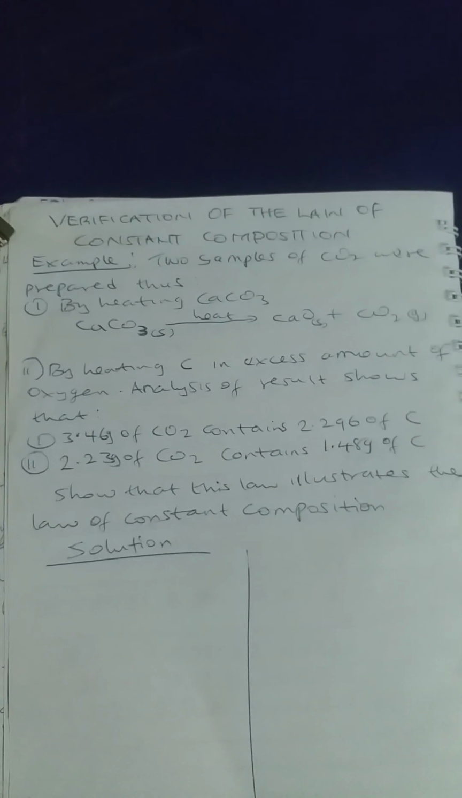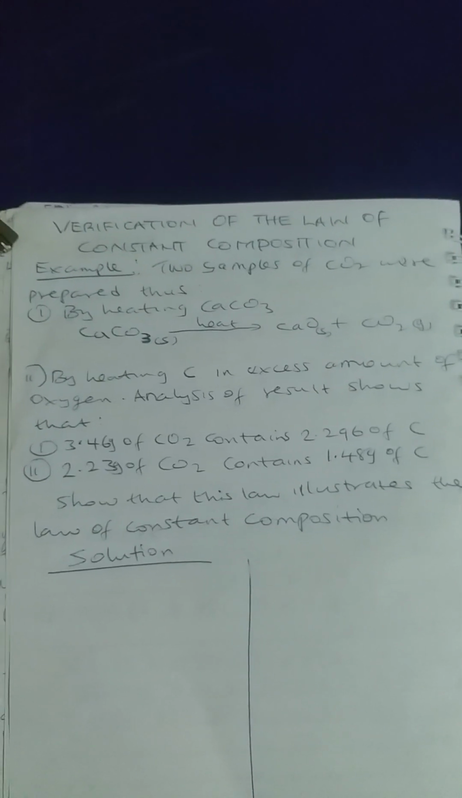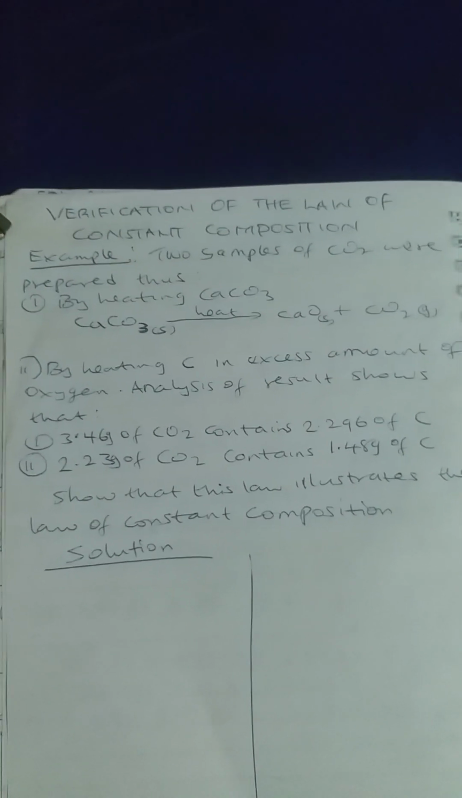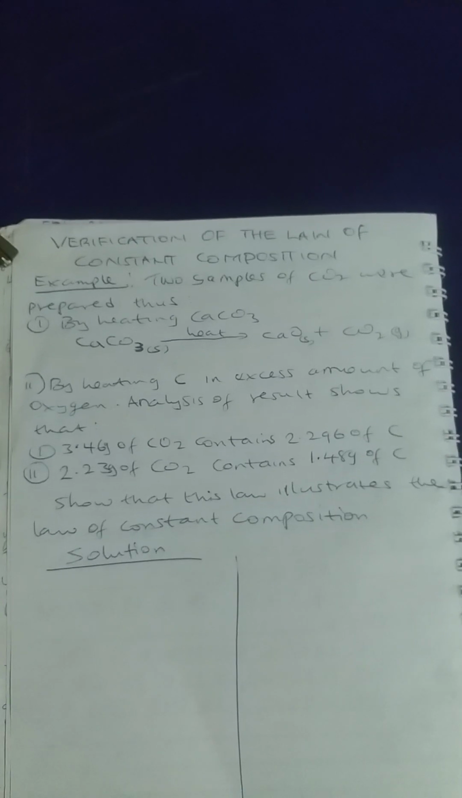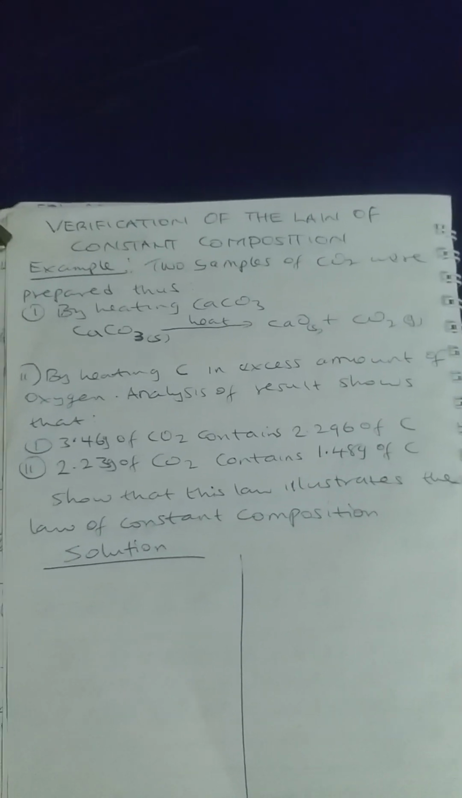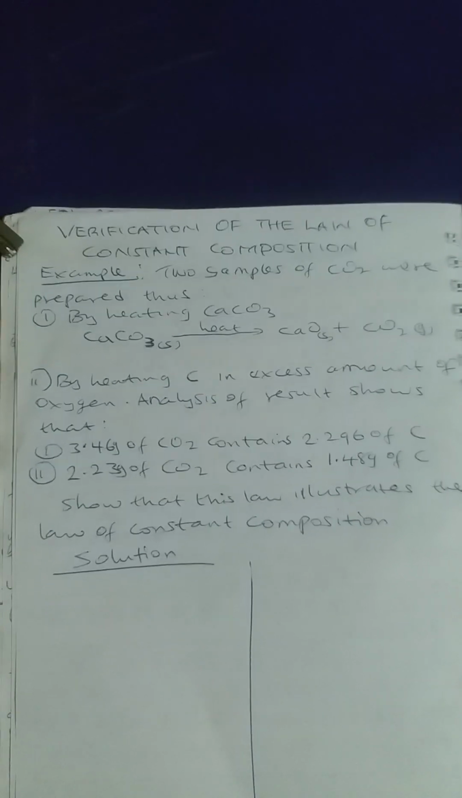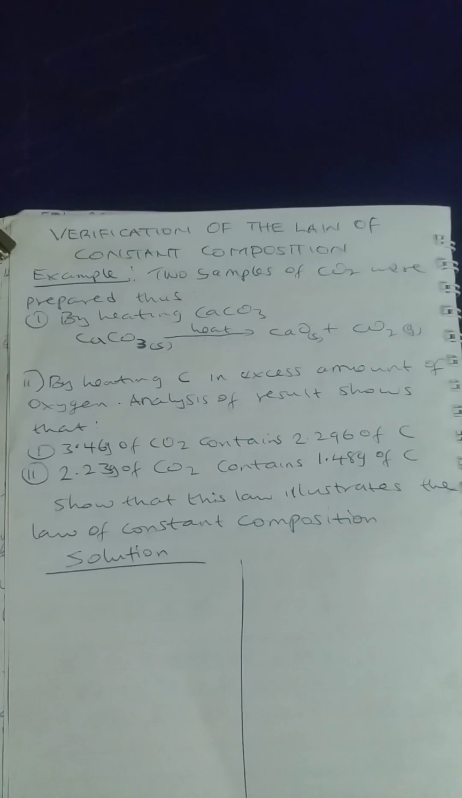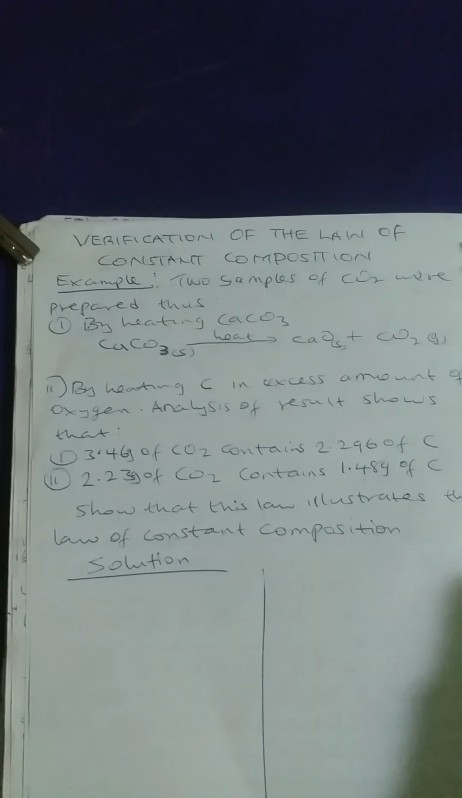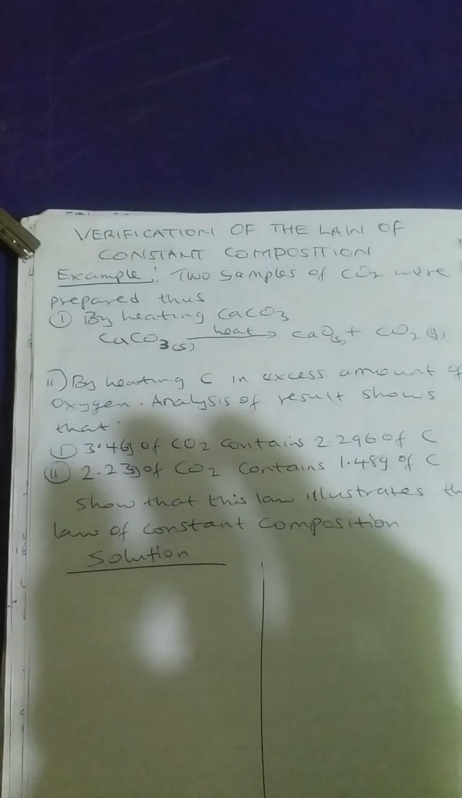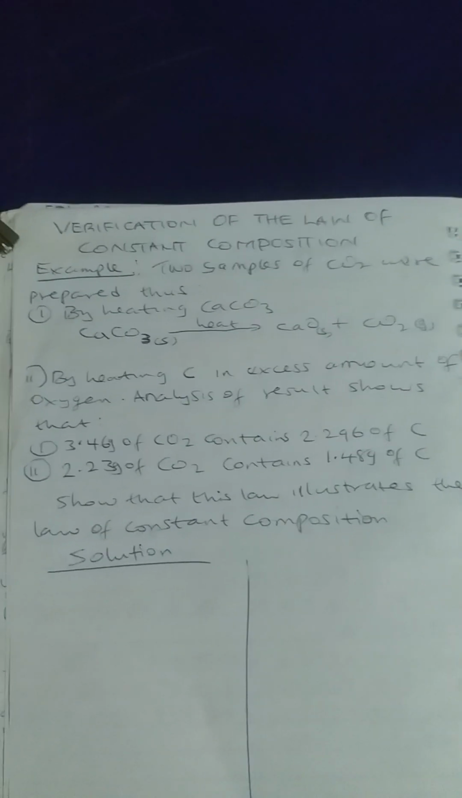Welcome to chemistry class, and today we'll be talking about verification of the law of constant composition. Now, I'll state the law once again. The law of constant composition or definite proportion states that all pure samples of a given chemical compound contain the same elements combined in the same proportion by mass. Do you understand? All pure samples of water will always contain hydrogen and oxygen in ratio 2 to 1. Do you understand? That's what it means.